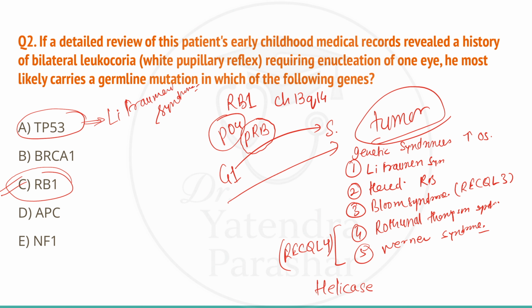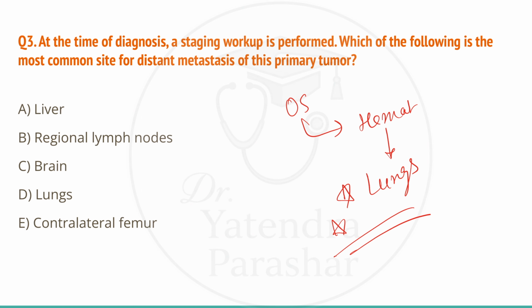Now come to question number 3. At the time of diagnosis, a staging workup is performed. Which of the following is the most common site of distant metastasis of this primary tumor? Osteosarcoma metastasizes via the hematogenous route, and the most common site is the lungs. Remember, osteosarcoma metastasizes commonly to the lungs.